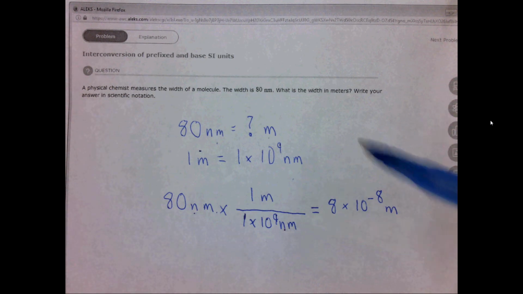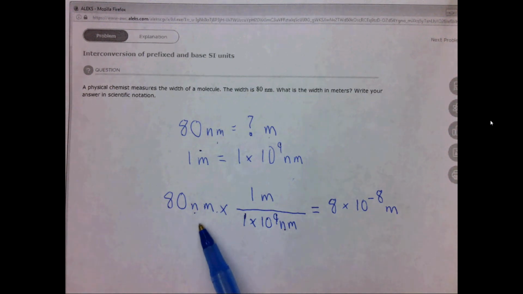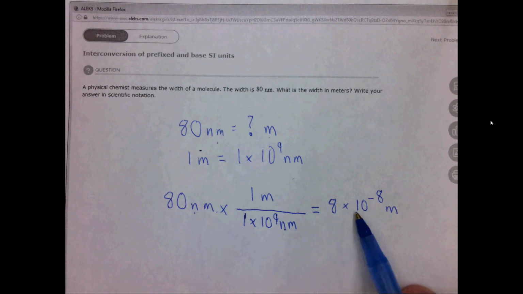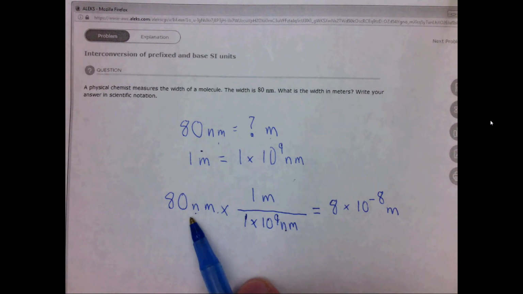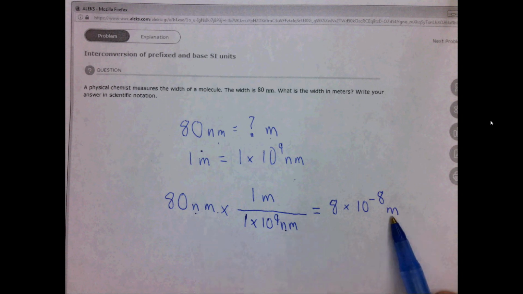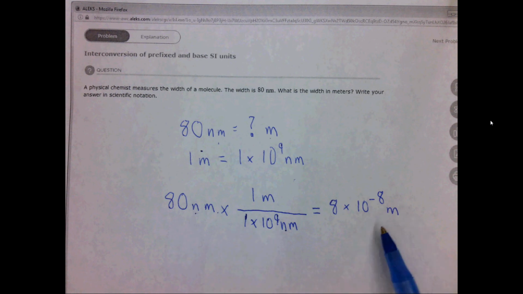Said another way, 80 nanometers is the exact same magnitude or quantity as 8 times 10 to the minus 8 meters. These two things are equal. What's different is the unit. This is in nanometers and this is in meters. Dimensional analysis is a way that allows us to convert from one unit to another.